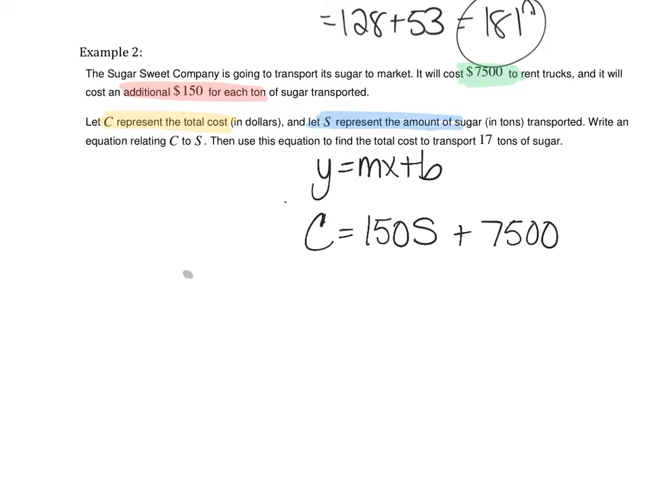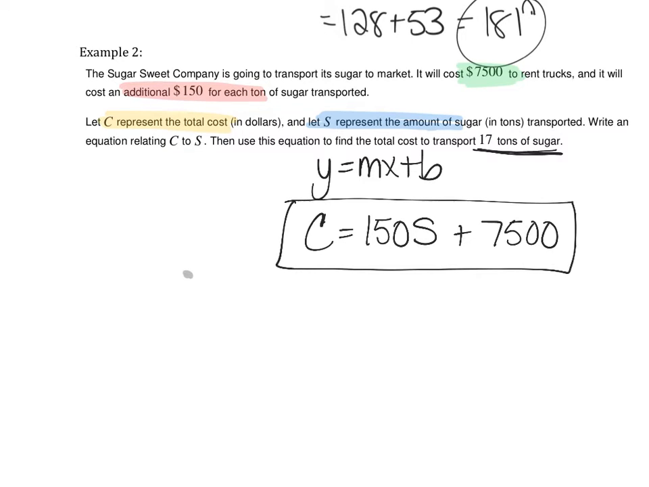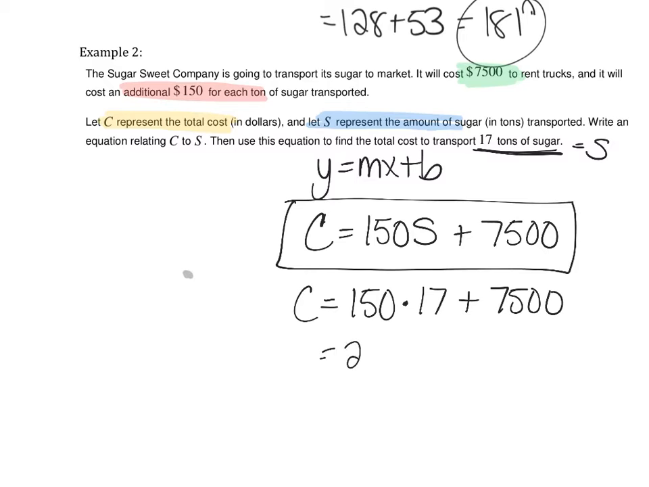There is our equation. Then it asks us to find the total cost to transport 17 tons of sugar. So we're going to plug 17 in for S and solve. So we have C equals 150 times 17 plus 7,500, and 150 times 17 is 2,550, plus 7,500 is $10,050.